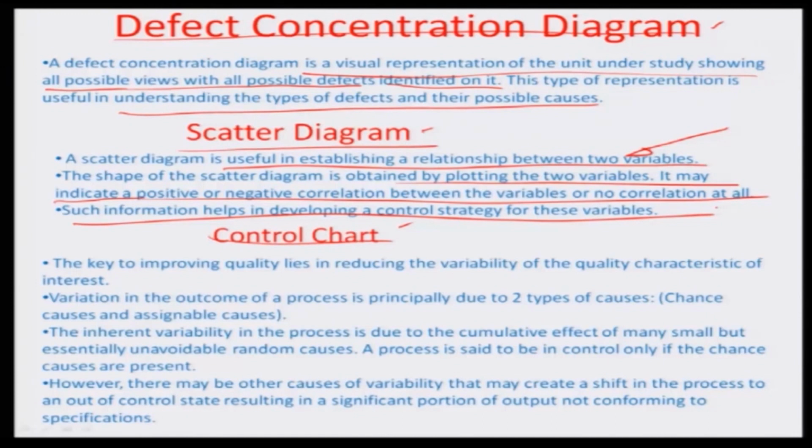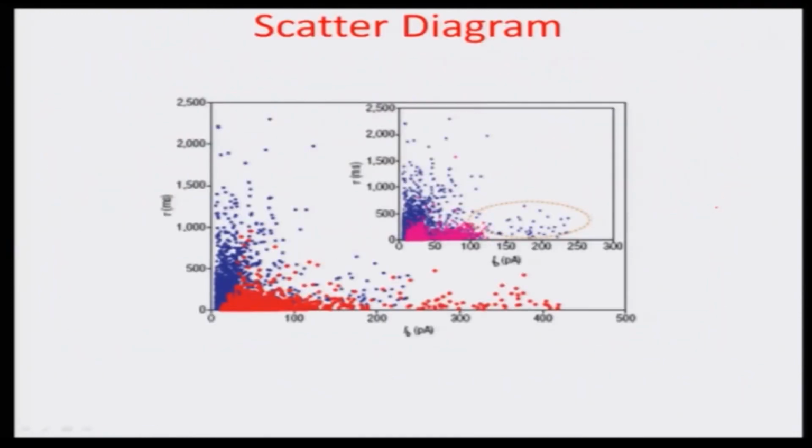For example, let us say we look at a scatter diagram here. This is actually representing the current versus the time of a certain process.